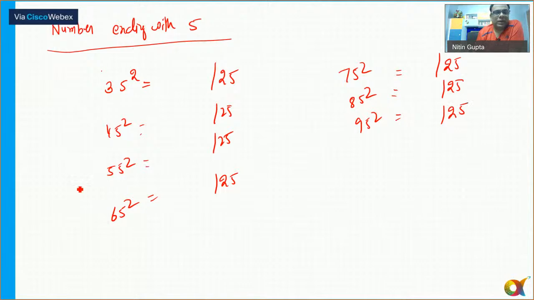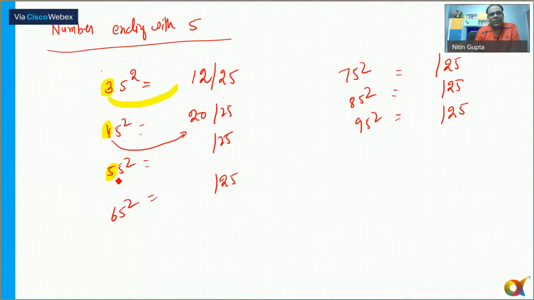Now, what is the first part? If it is 35, multiply this 3 by the next natural number, that is 3 into 4. What is 3 into 4? That is 12. So you can write down simply 12. In the second case, 45 squared, this is 4. After 4, which number comes? That is 5. So multiply 4 into 5, which is 20. So this is 2025.